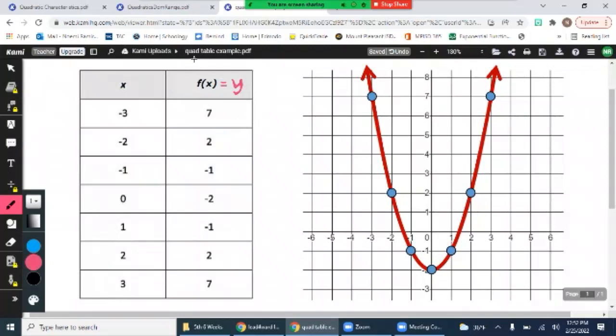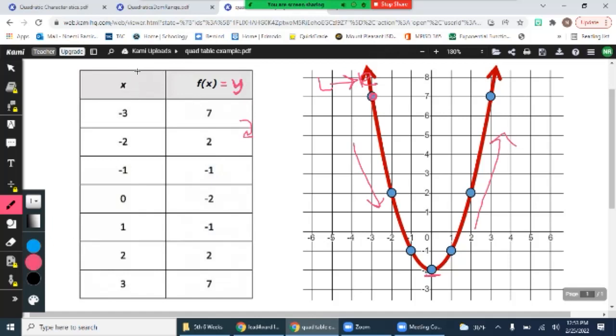Now, every graph is read from left to right. So if I were to start here on this point, what is happening to my parabola? It's going down. And we get to our minimum and it no longer goes down. It starts to go where? Back up. So from left to right, it goes down, stops, goes back up. Everybody understand that? Let's look at our numbers, okay?